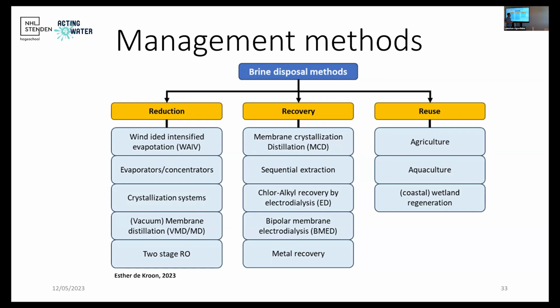It's important to say that normally you can combine these options. So you can, for example, combine an evaporation pond to reduce your total liquid volume with, for example, aquaculture, by growing a specific species in your ponds.